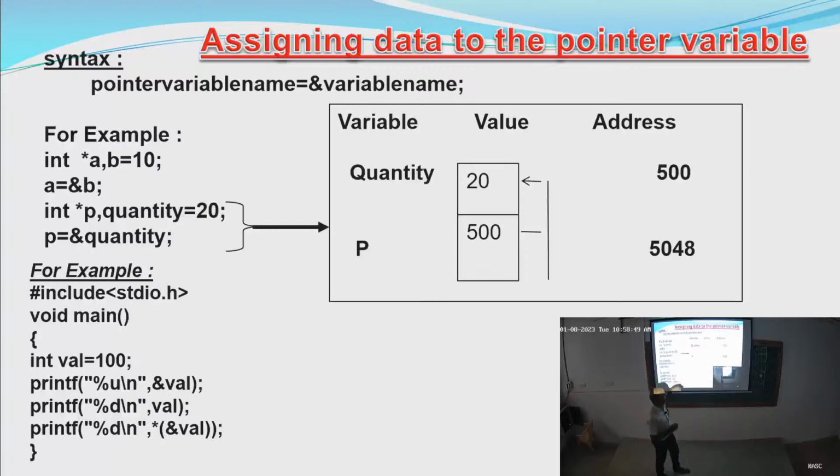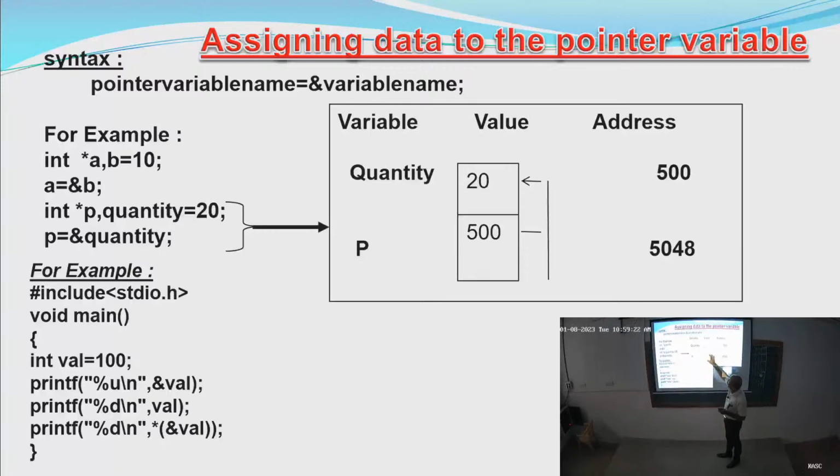Here is what will happen in memory. Suppose we declare a variable called quantity. The quantity variable is created, memory is allocated, and we have stored some value, 20, here. The name of the memory location is quantity, and it is stored at some address, that is 500. The quantity's address is stored in the pointer. The pointer also has some address.